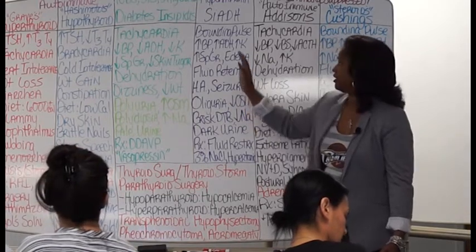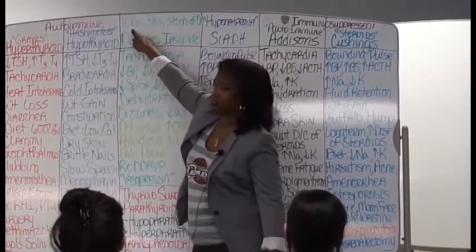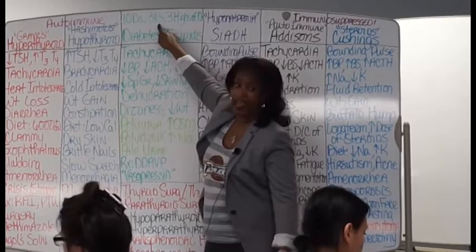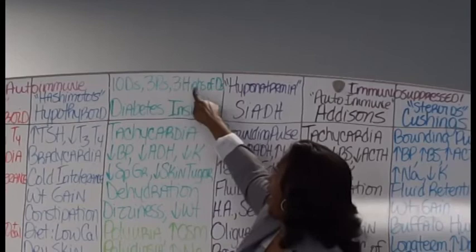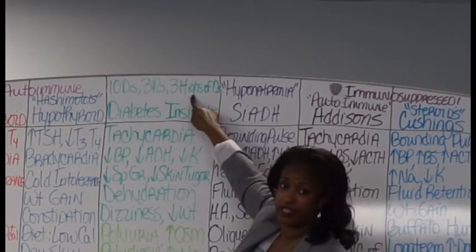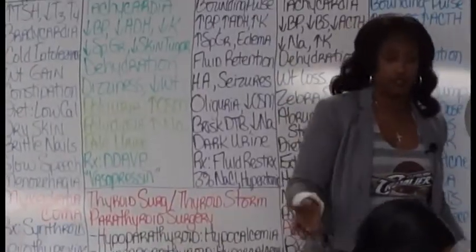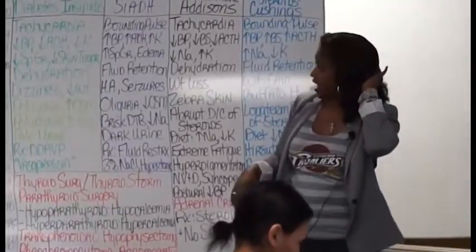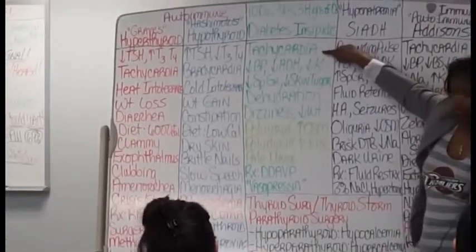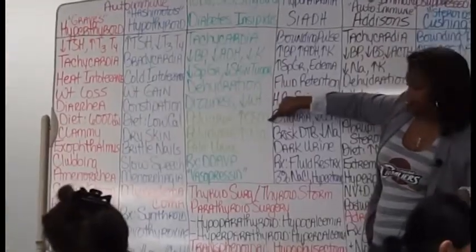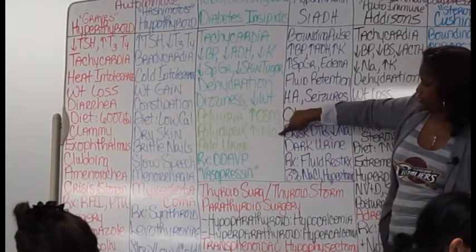And look what we did. We said the trick for finals: 10 D's, 3 P's, and I added this. It's at the bottom. All your 10 D's and 3 P's are at the bottom. I added this, so add your 3 highs of DI, and let me tell you what they are. But that's the trick. Know your 10 D's, know your 3 P's, and know your 3 highs of DI. Let me tell you what the 3 highs are. Check it out. Tachycardia, high osmolarity, OSM, and sodium.